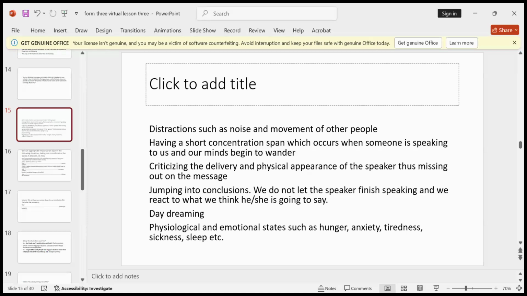Distractions such as noise and movement of other people. Having a short concentration span, which occurs when someone is speaking to us and our minds begin to wander. Criticizing the delivery and physical appearance of the speaker, thus missing out on the message. Jumping into conclusions. We do not let the speaker finish speaking and we react to what we think he or she is going to say. Daydreaming. Physiological and emotional states such as hunger, anxiety, tiredness, sickness, sleep, etc.